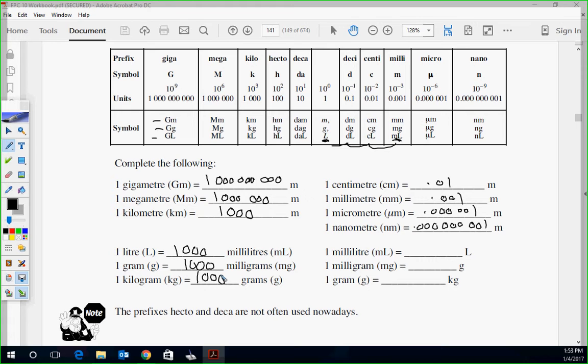Okay. 1 milliliter equals how many liters? So now we're getting smaller. Yep, so 1,000, so that's pretty much this right here, isn't it? Same thing, milligram to gram. And then 1 gram to kilogram is the same thing. Again, it's 1,000. Okay. All right. Questions so far?